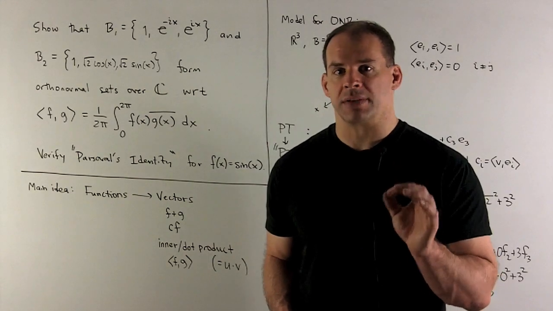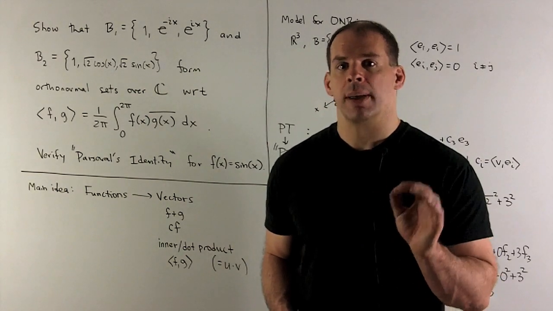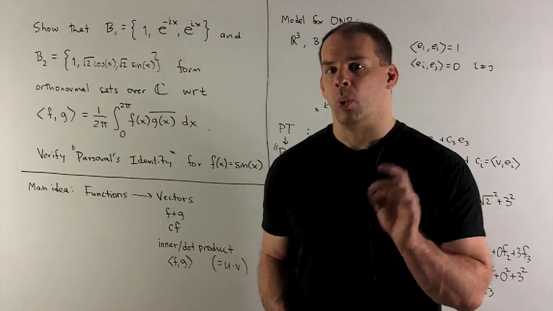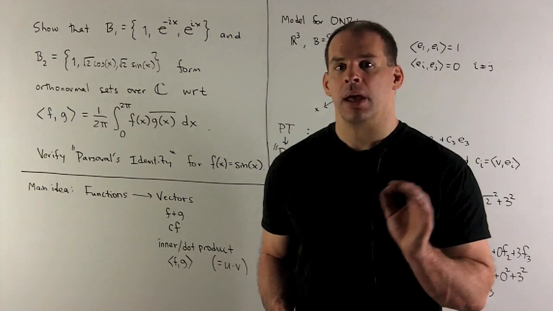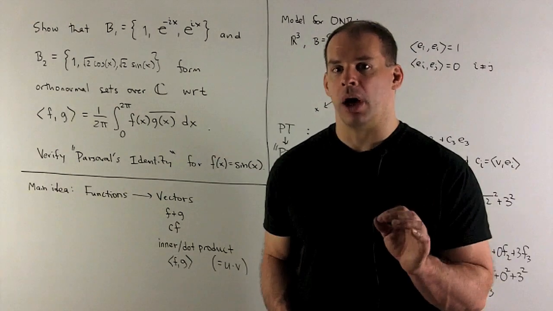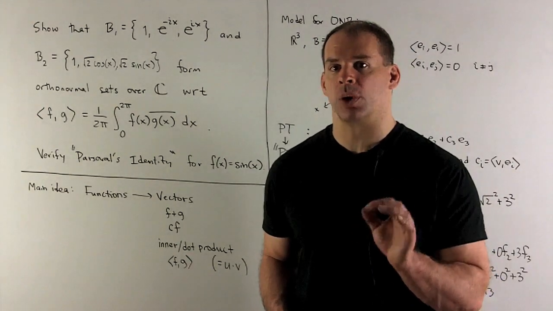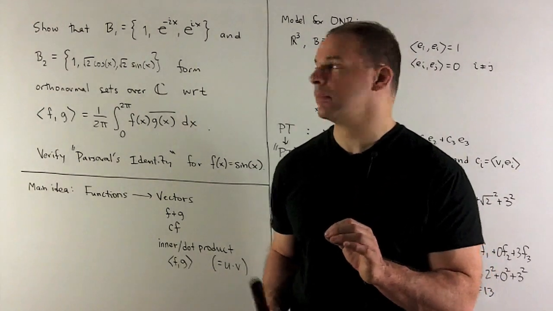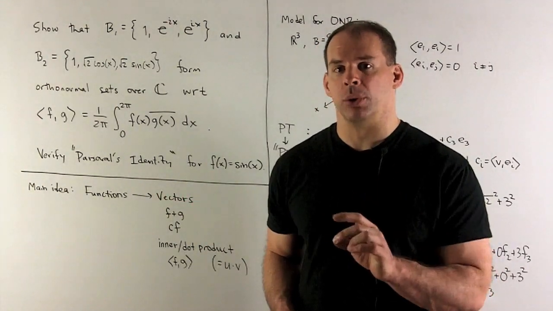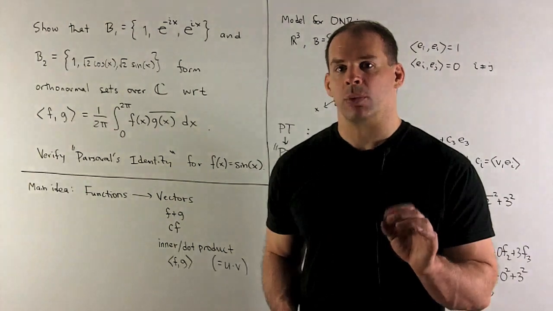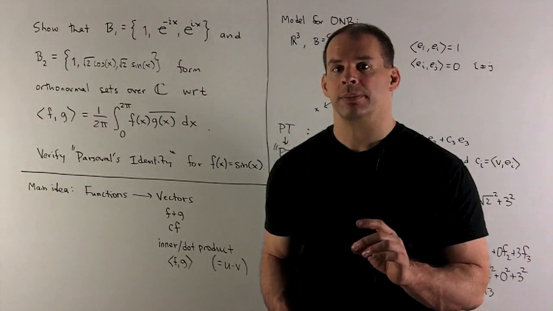Suppose we have the following sets of functions. First, b1 is going to be equal to {1, e^(-ix), e^(ix)}. b2 is going to be equal to {1, square root of 2 cosine x, square root of 2 sine x}. We want to show that b1 and b2 form orthonormal sets with respect to the following inner product.